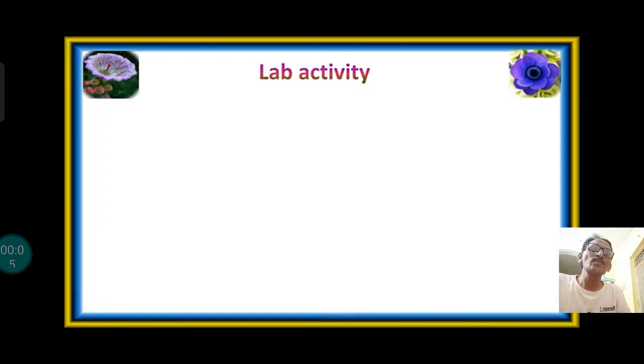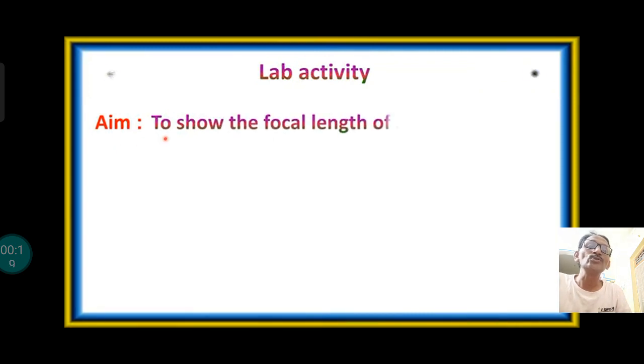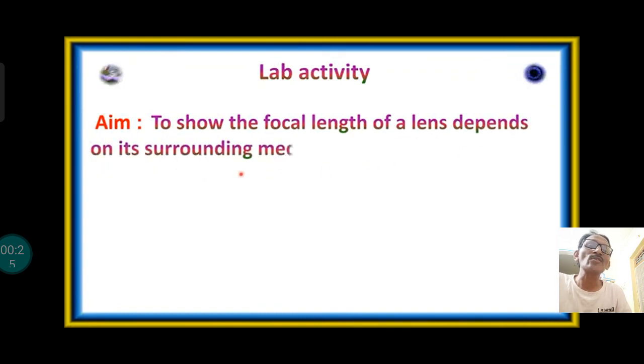Yeah, let us discuss the lab activity. The focal length of a lens depends upon the surrounding medium. The aim of the lab activity is to show that the focal length of a lens depends on its surrounding medium.